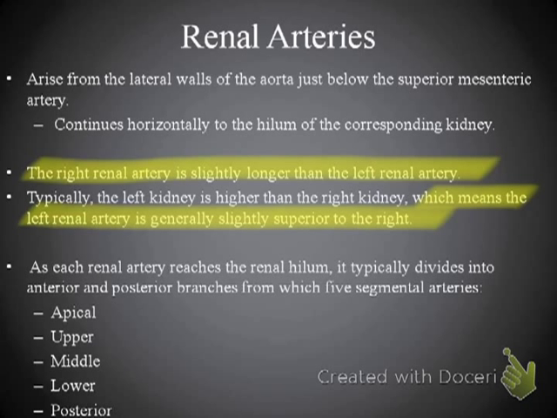As each renal artery reaches the renal hilum, it typically divides into anterior and posterior branches from which 5 segmental arteries arise: the apical, upper, middle, lower, posterior. All of these are branches of the renal artery at the hilum. But pretty much what I want you to know about this is what I have highlighted here.